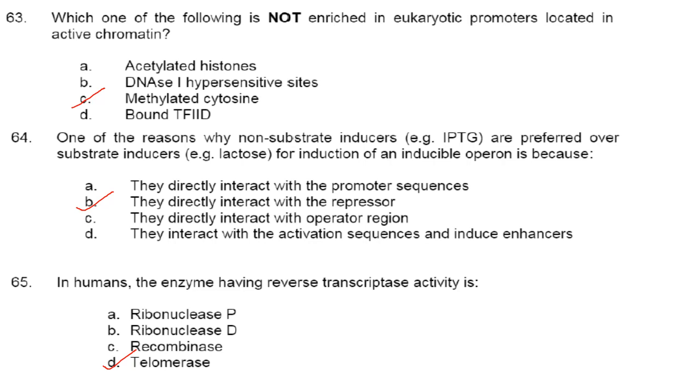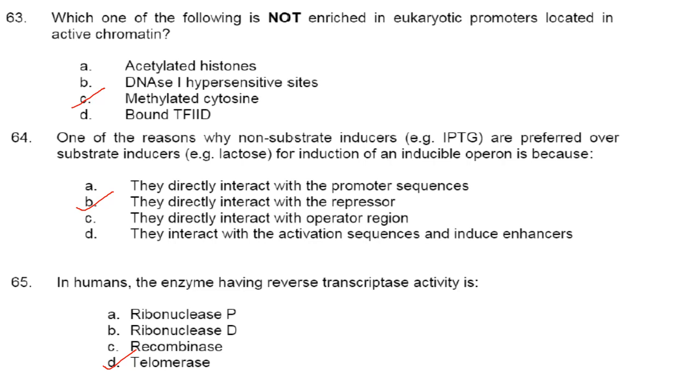Then next one. One of the reasons why non-substrate inducers, that is IPTG, are preferred over substrate inducers, for example lactose, for induction of an inducible operon is because they directly interact with the repressor and prevent repressor binding to the operator, thereby allowing RNA polymerase binding and transcription and translation of structural genes in the case of lac operon. So answer is option B. They directly interact with the repressor.